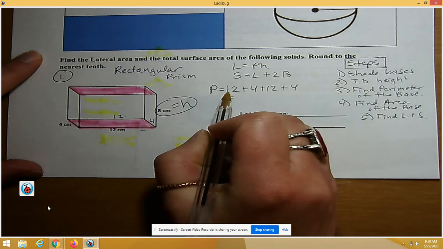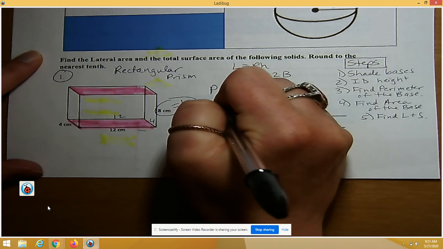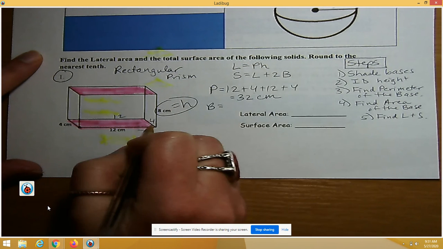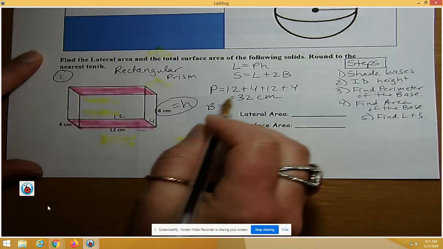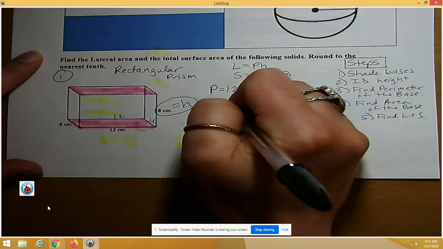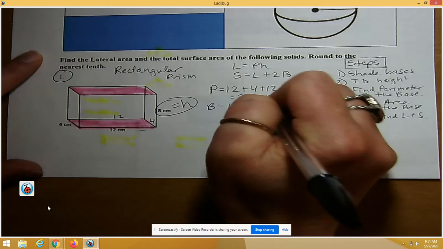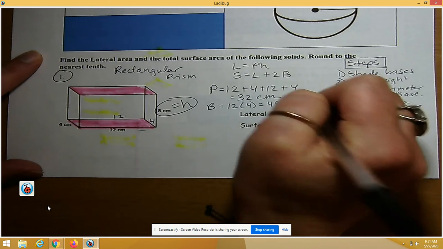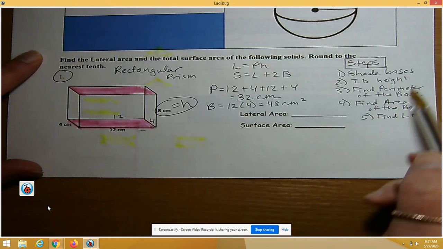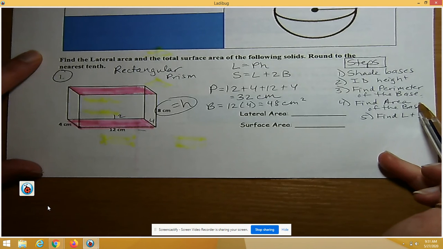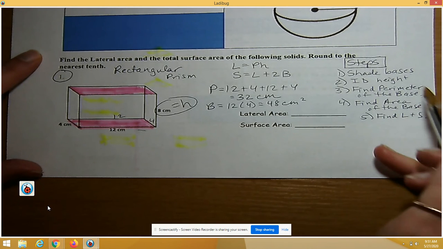And then the area of the base is a rectangle. So I added up the 4 sides to get the perimeter. Now when I do the area of a rectangle, it's just going to be 12 times 4 or 4 times 12, doesn't matter. And you're going to get 48 centimeters squared. So I shaded the bases of my rectangular prism, identified the height, I found the perimeter and the area of the base. So those are kind of straightforward. If you do those 4 steps every single time, you should be pretty easy to work with.